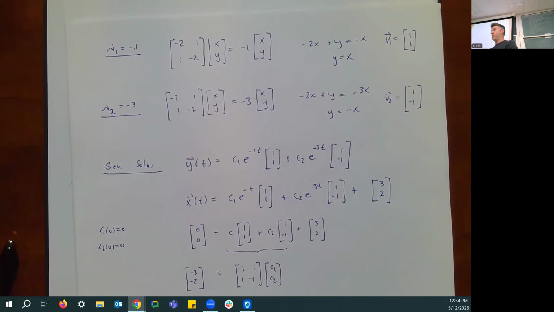And then if you wanted to solve this, instead of doing elimination or substitution, you could multiply both sides of this equation by the inverse of this matrix. It's another way of doing it. It's totally valid. Some people really like doing it that way.